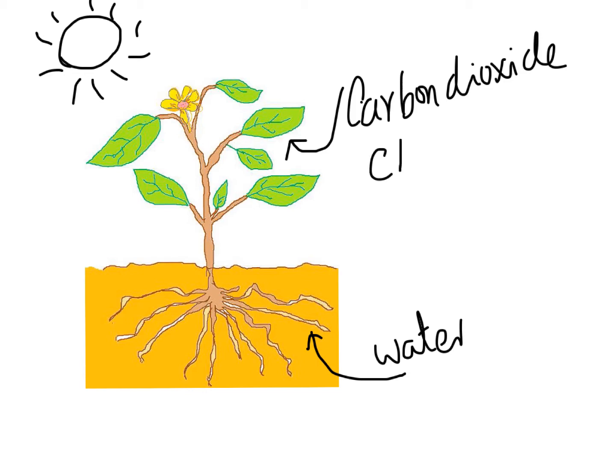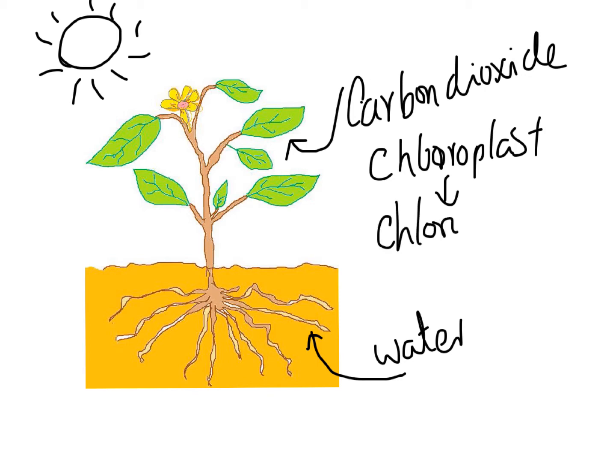So leaves contain chloroplasts. This contains the chemical chlorophyll, which can actually trap the sunlight. So the main function of chlorophyll is to trap the sunlight energy to carry out the photosynthesis chemical reaction.